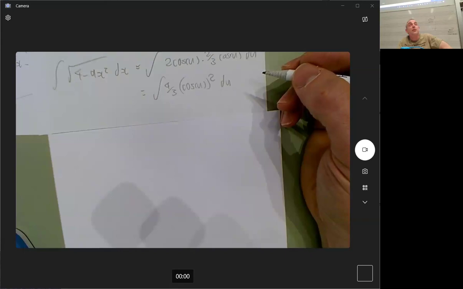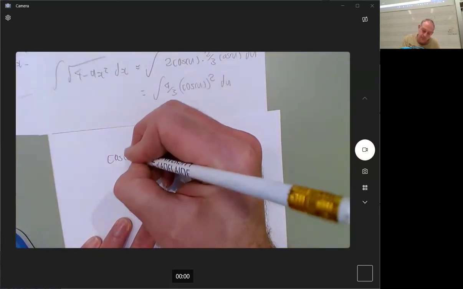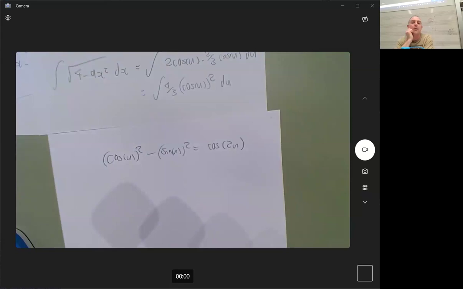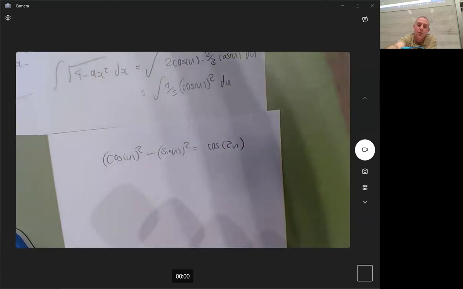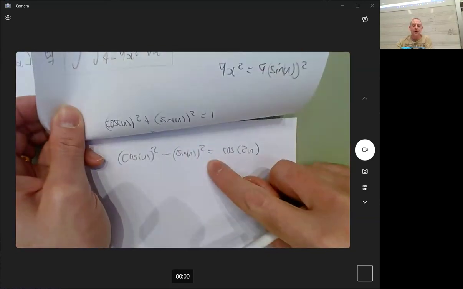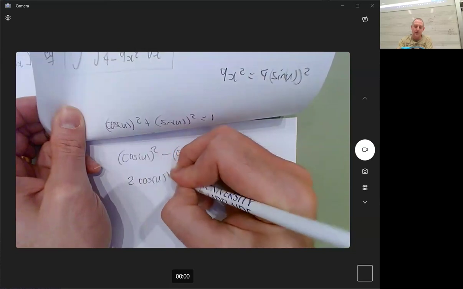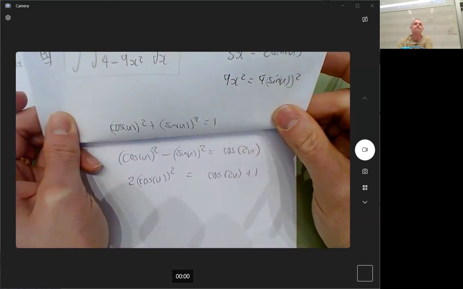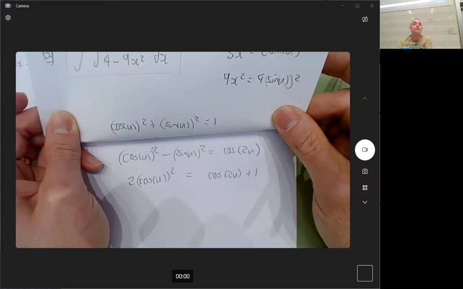Well, cos squared plus sine squared is 1. Cos squared minus sine squared is cos 2u. That's the double angle formula, one of the 3 double angle formulas for cos. And wait, it's so cool because the other ones, if I add this onto that, I will get 2 lots of cos u squared is cos 2u plus 1. The sine u squareds cancel when I add them together.